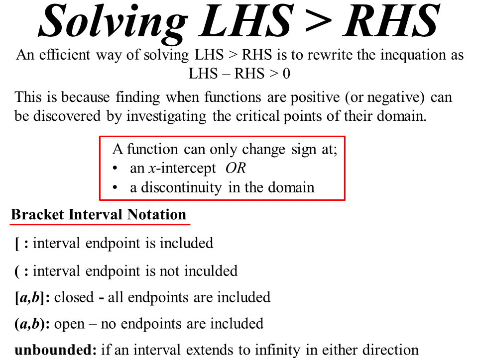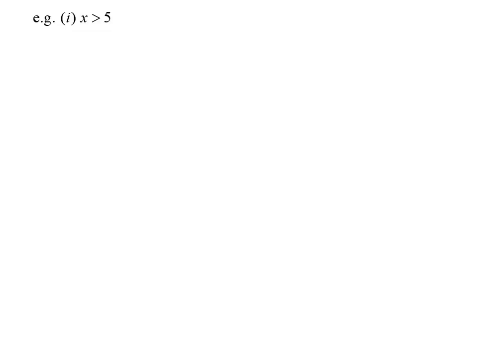We say it's unbounded if part of that interval just keeps going to infinity. There is no boundary, it just keeps going. How do we draw them? X is greater than 5, I'm incredibly fussy. This is how I do it.